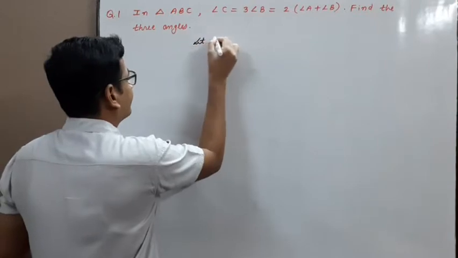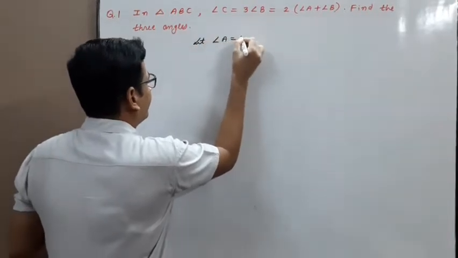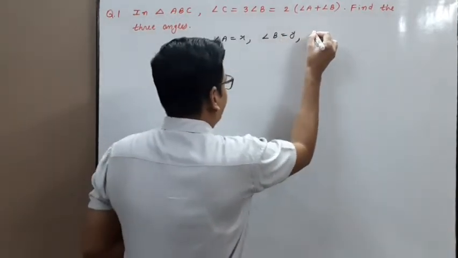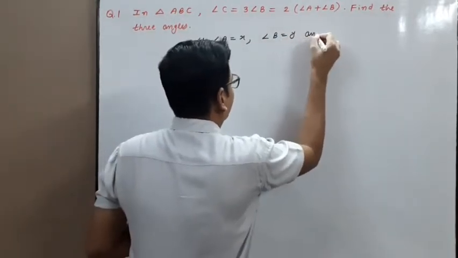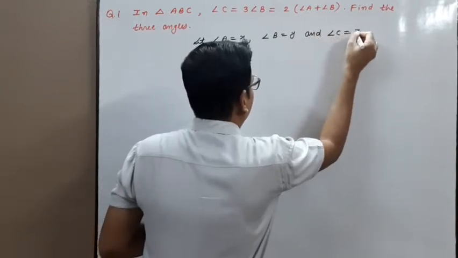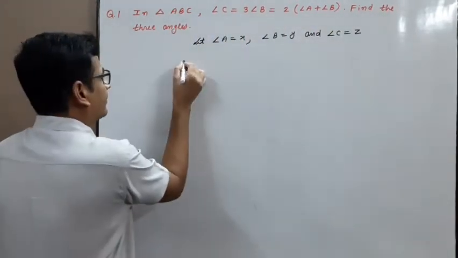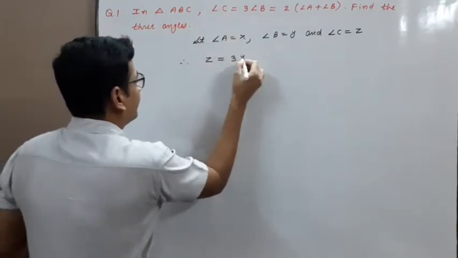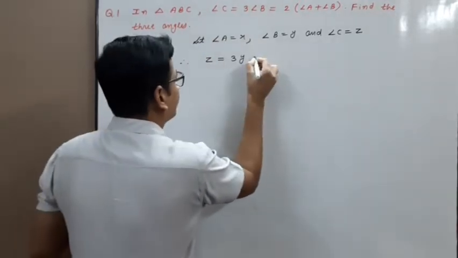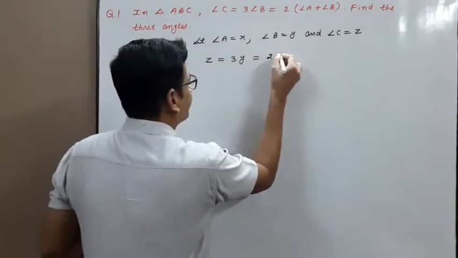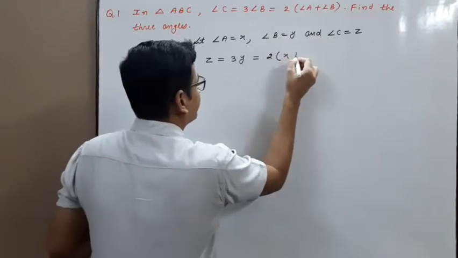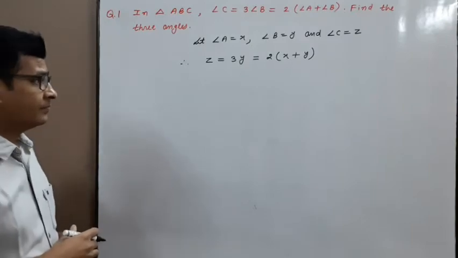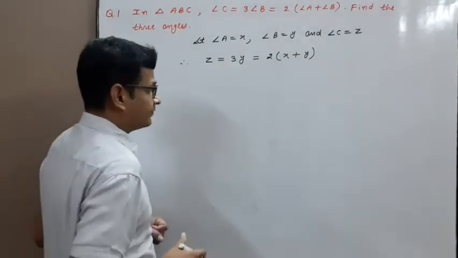Let angle A equal to X, angle B is equal to Y, angle C is equal to Z. Therefore, angle C, that means Z, equal to 3Y, is equal to 2 times angle X plus Y. Now simplify.